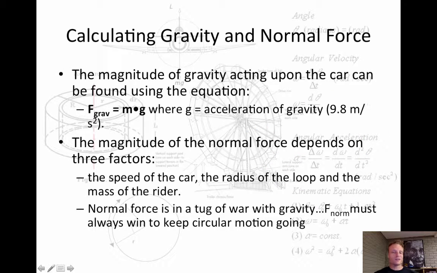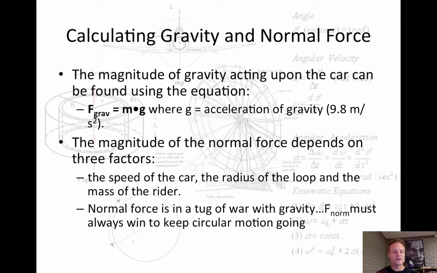For calculating gravity and the normal force, well, gravity, I'd hope by this point you'd be okay calculating, but if you forgot, the force of gravity equals m times g, g being the acceleration due to gravity. The magnitude of the normal force, or the numerical value of the normal force, depends on three factors: the speed at which the car is traveling, the radius of the loop, and the mass of the rider plus the car. So the mass of the object going through it.